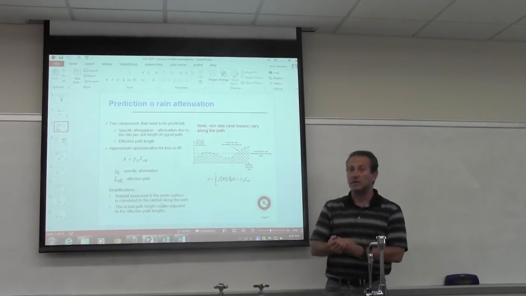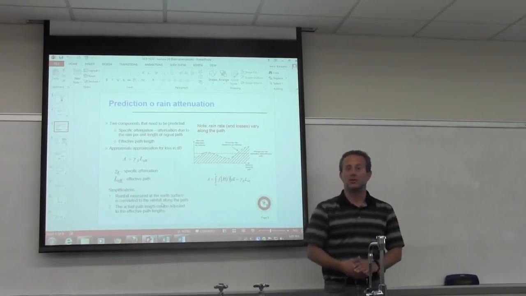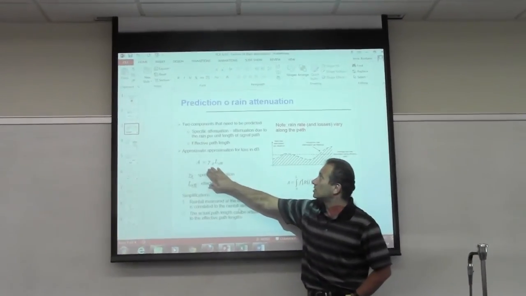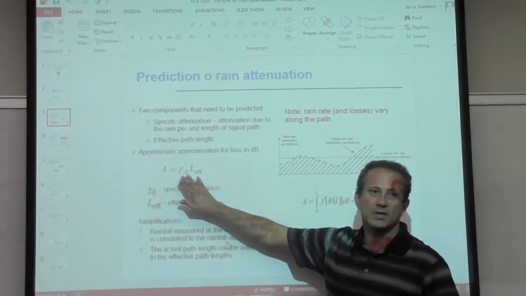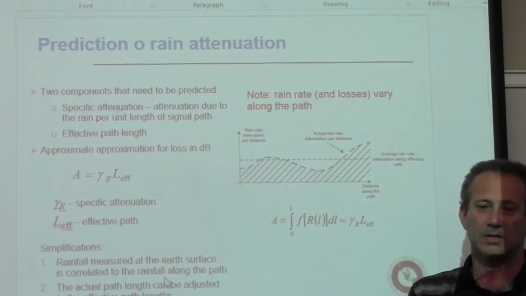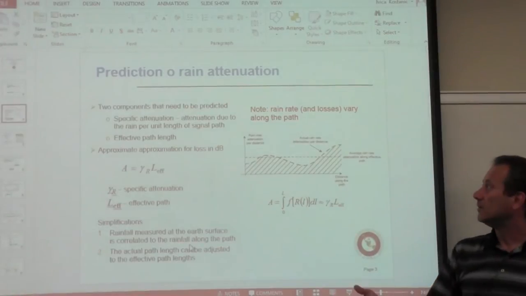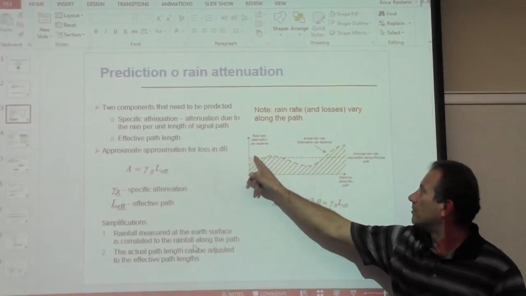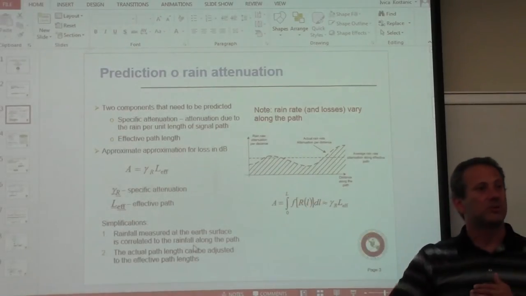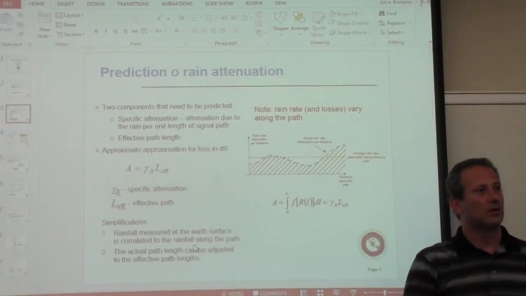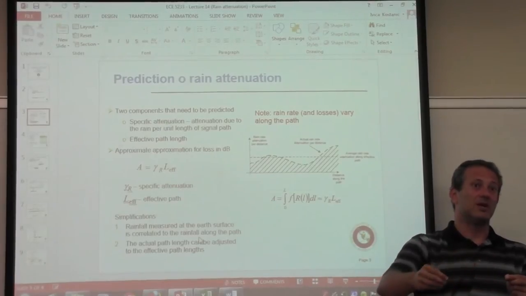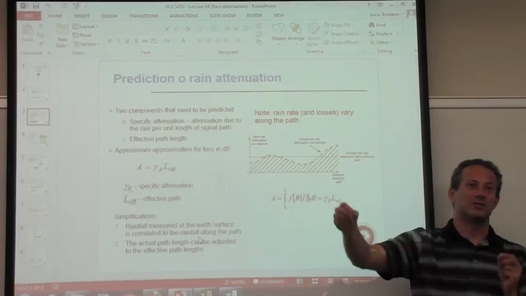But here the nature of this loss is completely different. Now, how do we approximate loss? We say that the loss due to the rain is going to be specific attenuation, which is the number that we're going to calculate, and then L effective. L effective is something that is called effective path through the rain. If you have, let's say, propagating from here to here, then along the path, the rain will experience different rates, right? So if you calculate your specific attenuation for a given point, the specific attenuation really changes along the way, right? Because the rain rate changes along the way.